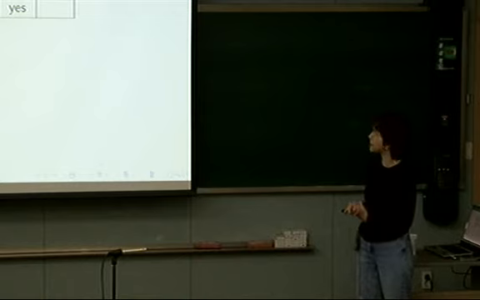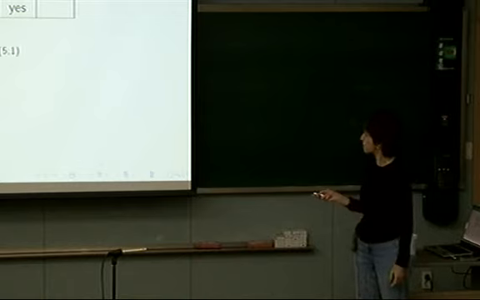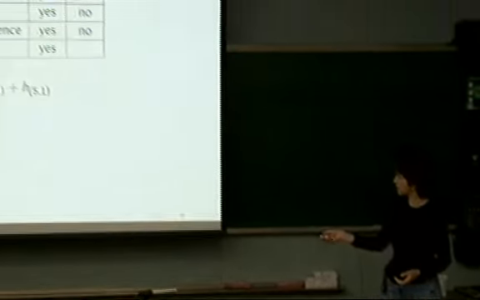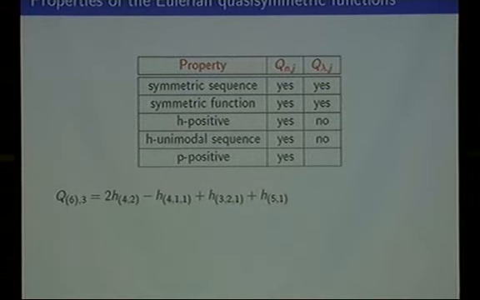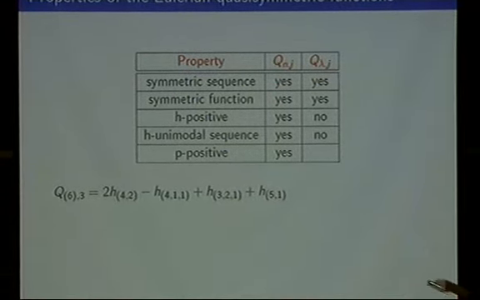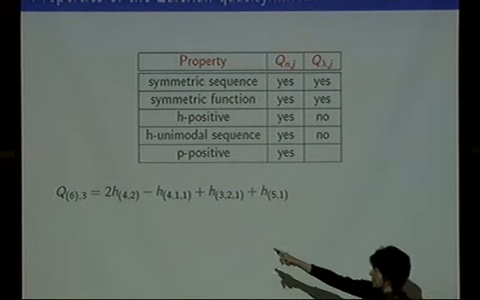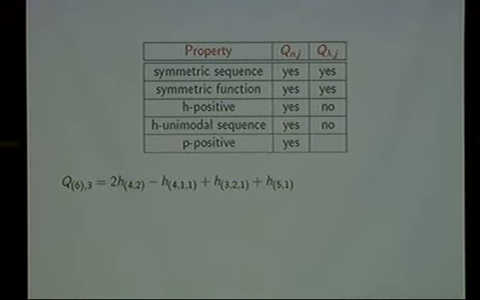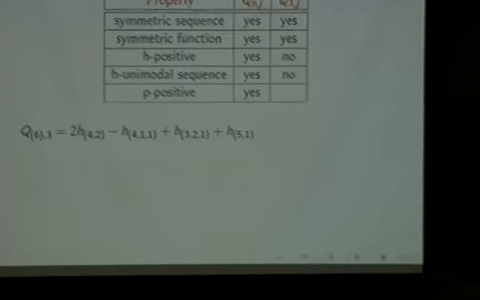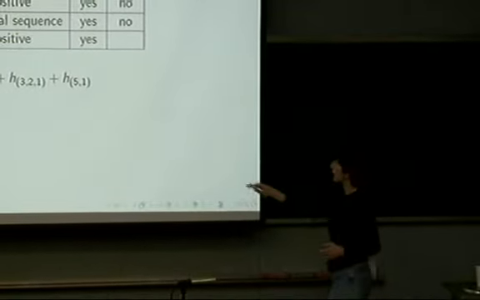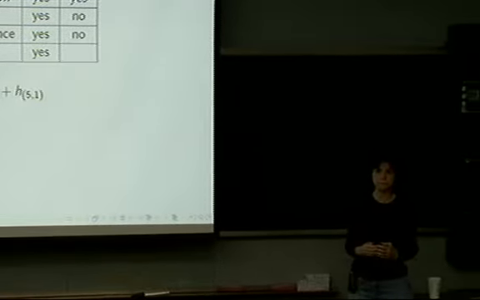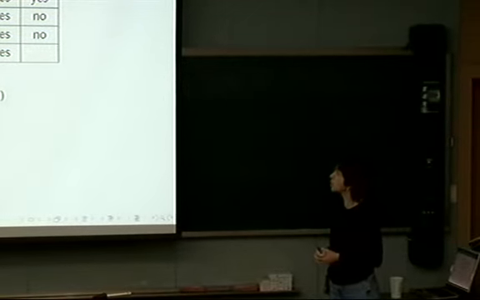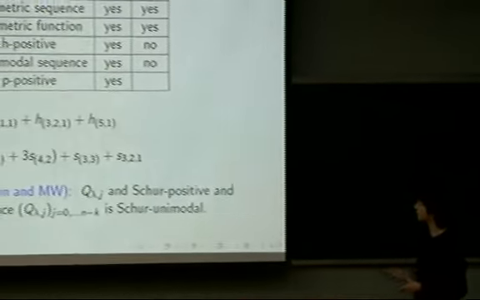And what about H positive? Well, here I've expanded this. By the parentheses around the 6, I mean cycle type, a single 6. So we're looking at cycles here. So when I expand that, you see the minus sign in the homogeneous symmetric functions. So it is not H positive.